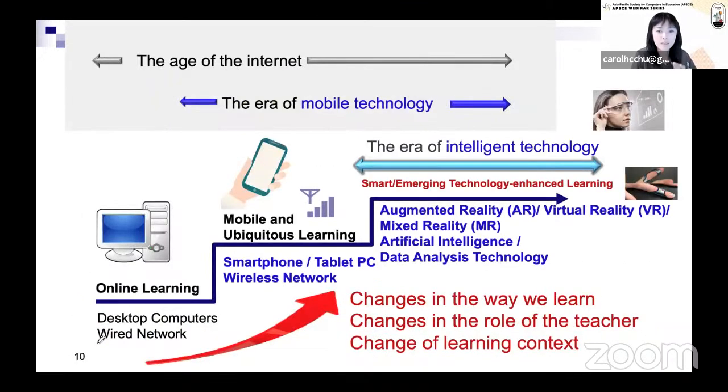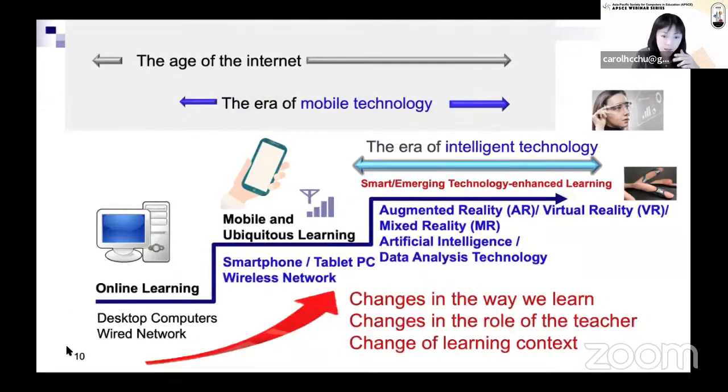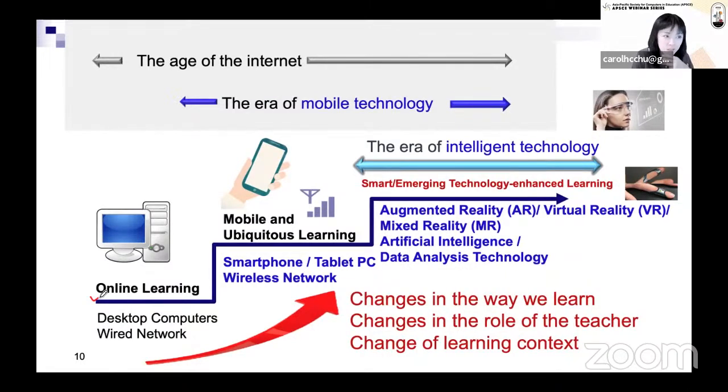So we can see the photo here. In the past, and even now, it is still ongoing: online learning. We used desktop computers and wired networks, and later mobile devices became popular. So we talk about mobile learning, right, and ubiquitous learning and wireless networks.